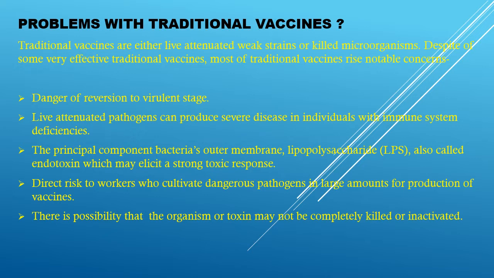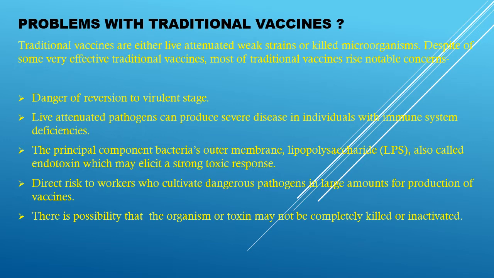Another concern is that a live attenuated pathogen can produce severe disease in individuals with immune system deficiencies. So these vaccines are not effective for people who have low immune defense. Suppose there is a person with AIDS whose immune system is very low or very retarded, and if these vaccines are given, the weaker strain can even cause several problems in them.